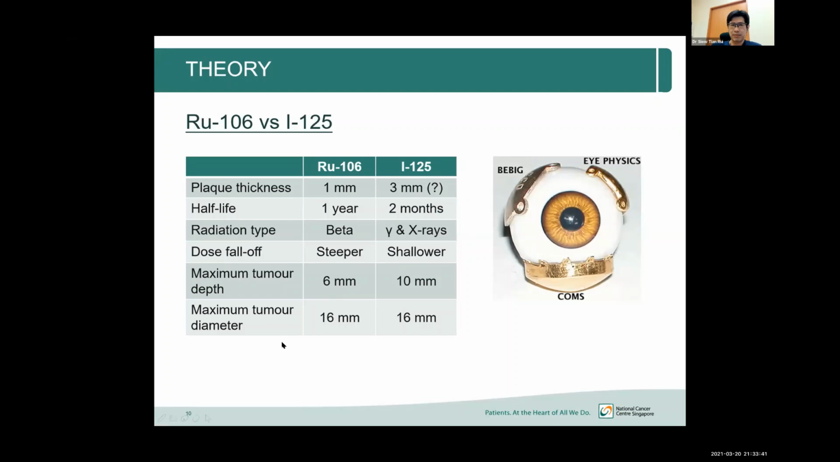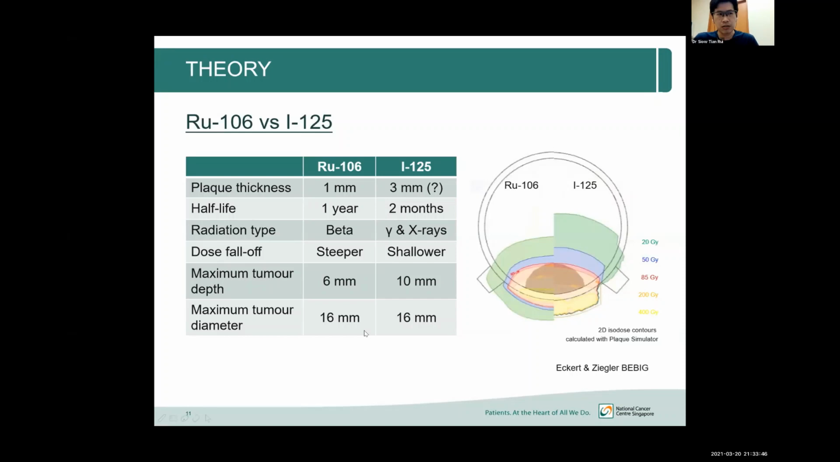So what was I talking about in terms of the differences in dose profile between ruthenium-106 and iodine-125? This is a graphical representation of the eye, and this is a tumor right here. As mentioned earlier, we usually try to treat the melanoma to a minimum dose of 85 grays. So the apex of the tumor should get 85 grays. The rest of the tumor will probably get way more than that, but the apex of the tumor should get 85 gray. Now, how do we understand this picture?